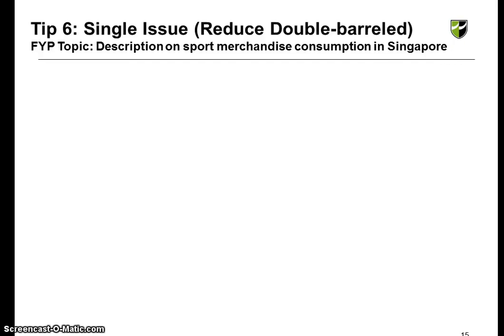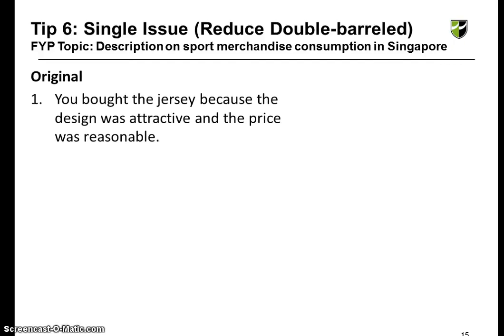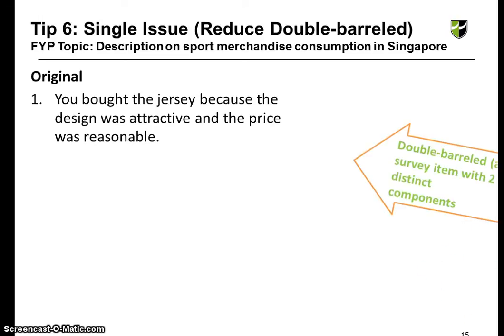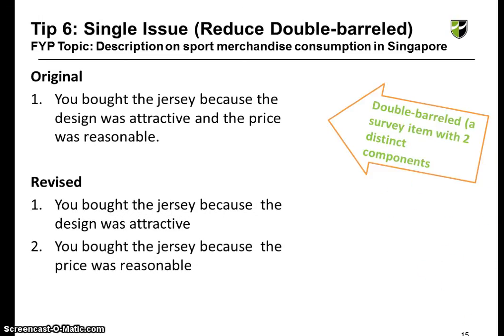Let's avoid all the double barrel questions. What do we mean by double barrel? Look at this statement. Do you buy the jersey because of both reasons? Or is it a case of, for some people, they buy the jersey because it's reasonable, but not necessarily because it's attractive. With that, you lump these two factors together. It's very hard for analysis at the end of the project. So break them down into two parts instead.